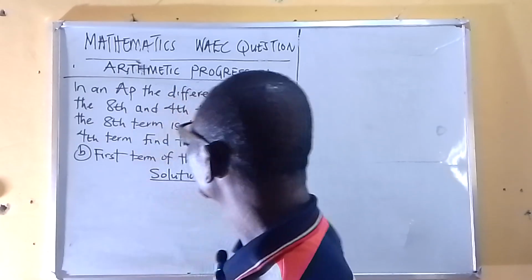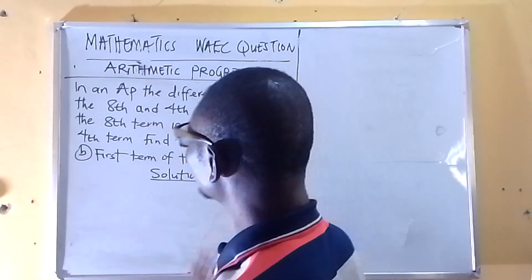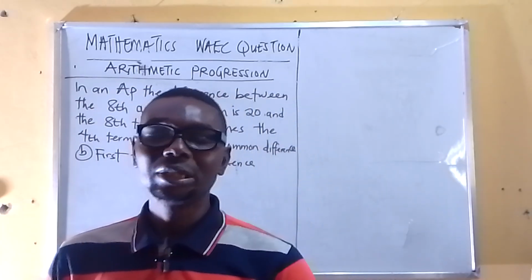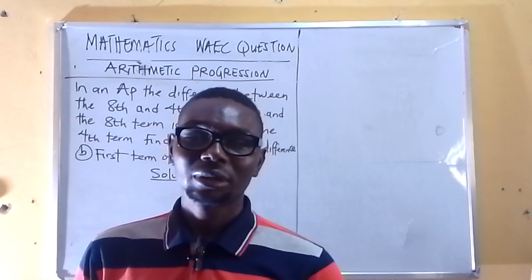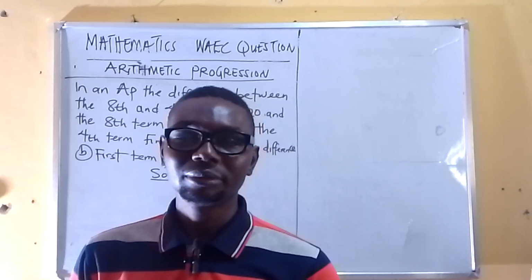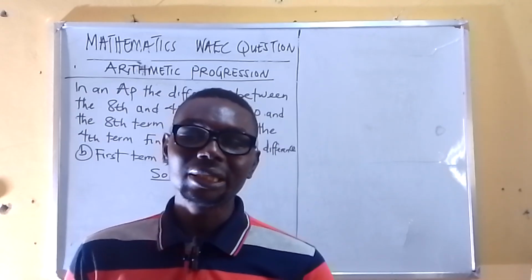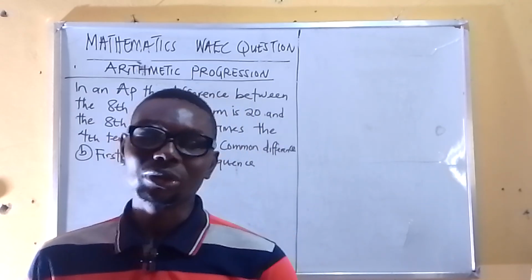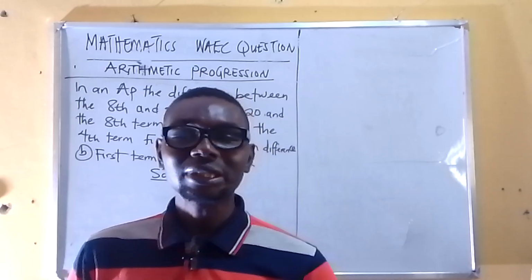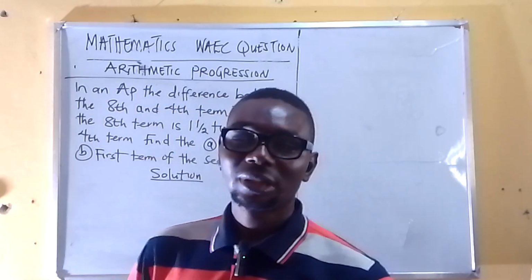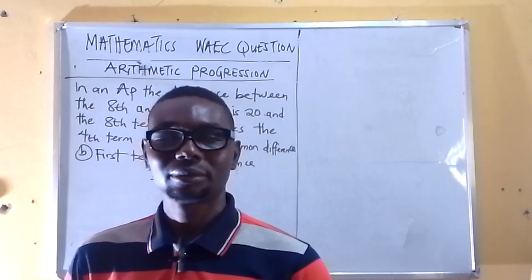Today I'm going to be teaching you arithmetic progression. Arithmetic progression is a sequence in which the consecutive term increases or decreases by adding or subtracting a constant. A constant is known as a common difference.